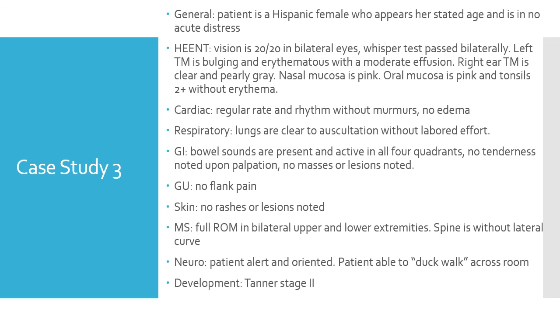Nasal mucosa is pink. Oral mucosa is pink. Regular rate and rhythm, no murmurs, no edema. Lungs are clear to auscultation. Bowel sounds are present and active, no tenderness, no masses, no lesions. No flank pain noted. Full range of motion in upper and lower extremities. Spine is without lateral curve. She's alert and oriented. She's able to do the duck walk, and she has Tanner stage 2.